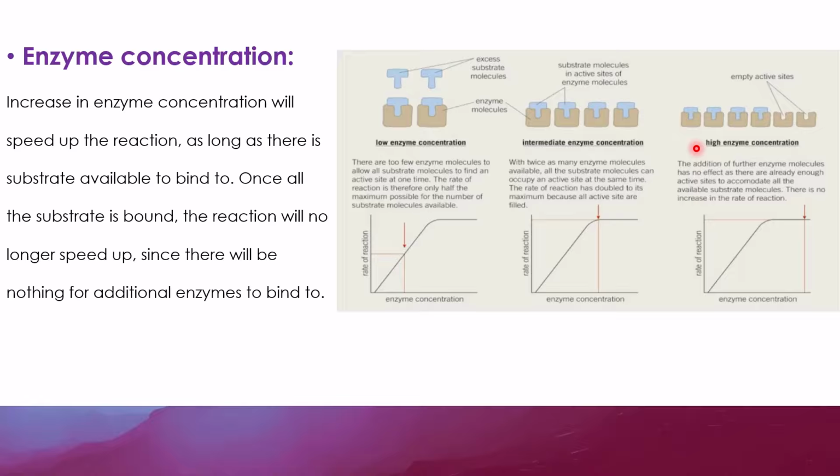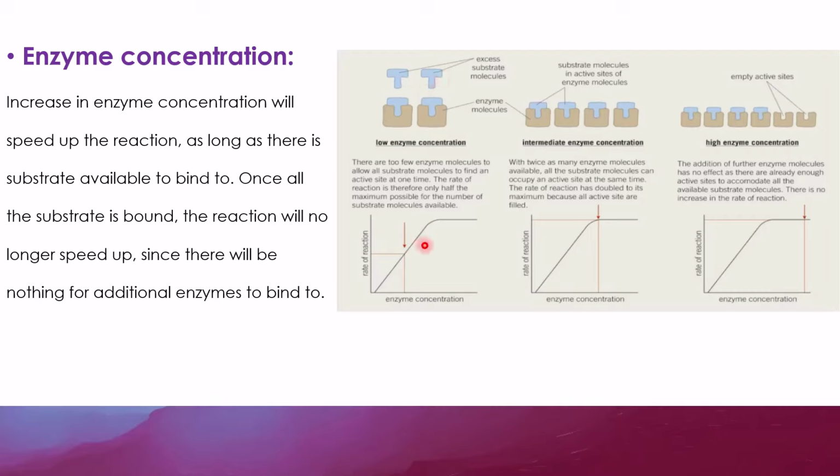So let's look at the first one, which is low enzyme concentration. At low enzyme concentrations, there are few enzyme molecules and excess substrate molecules in solution. So as you can see over here, we have few enzyme molecules with excess substrate molecules in solution. And as there are too few enzyme molecules to allow all substrate molecules to find an active site at one time, the rate of reaction is therefore half the maximum rate of reaction.